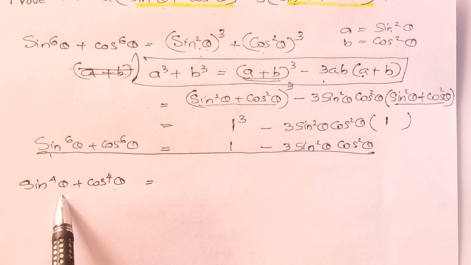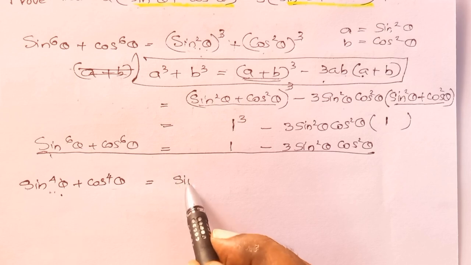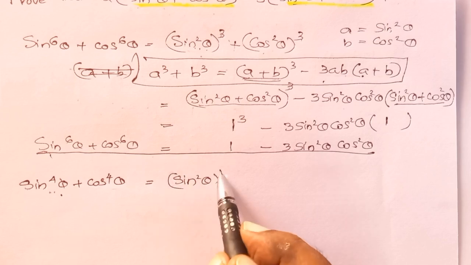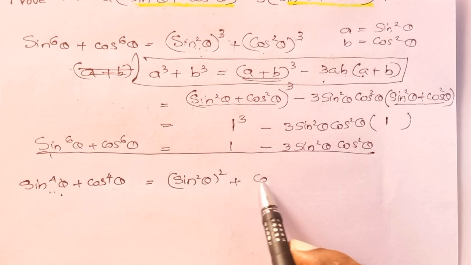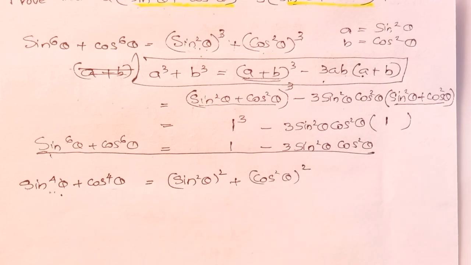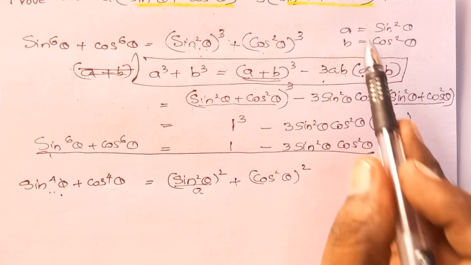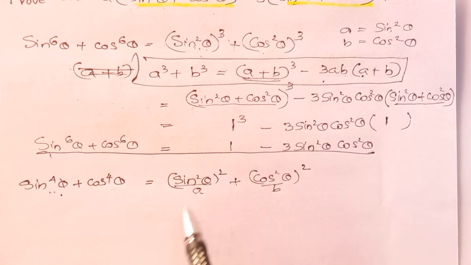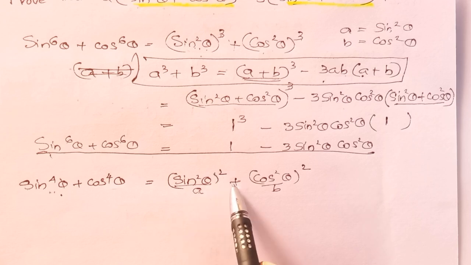Now when you look at this, it can be replaced in the similar way. It can be replaced as sine square theta the whole square plus cos square theta the whole square. Now it looks like, if you think sine square theta as a and cos square theta as b, it looks like a square plus b square. So now what is a square plus b square?